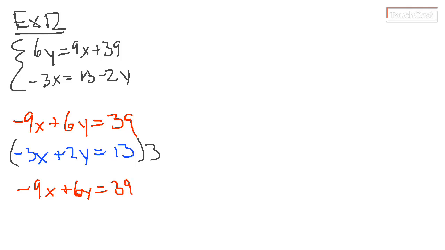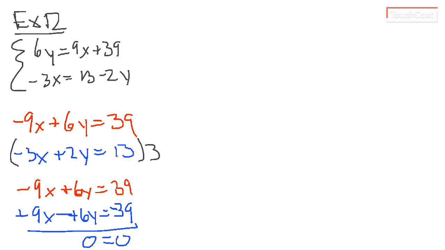So I'm going to rewrite that first equation, negative 9x plus 6y equals 39. And then I can multiply everything by 3 in the second equation. We're going to get negative 9x plus 6y equals 39. Subtracting down, we make the entire second equation change their signs. We're going to get 0 equals 0. Well, in this case, just like in the substitution method, if we get a true statement from this, we say we have infinite solutions.